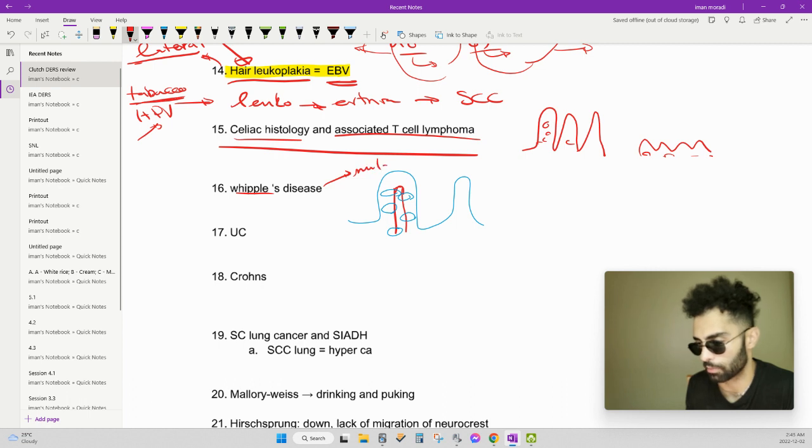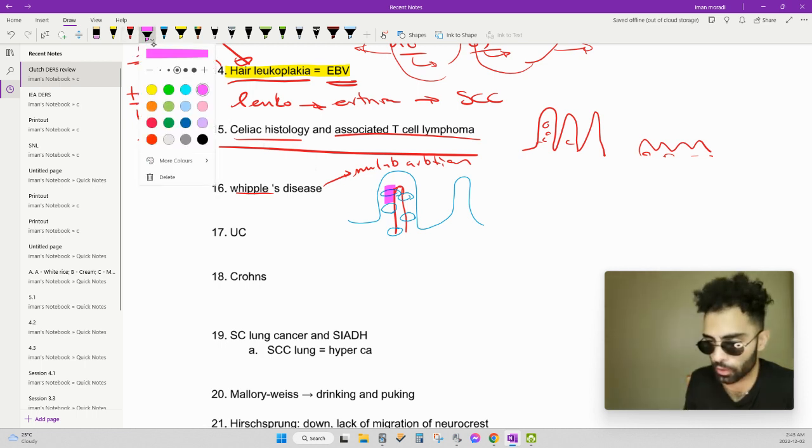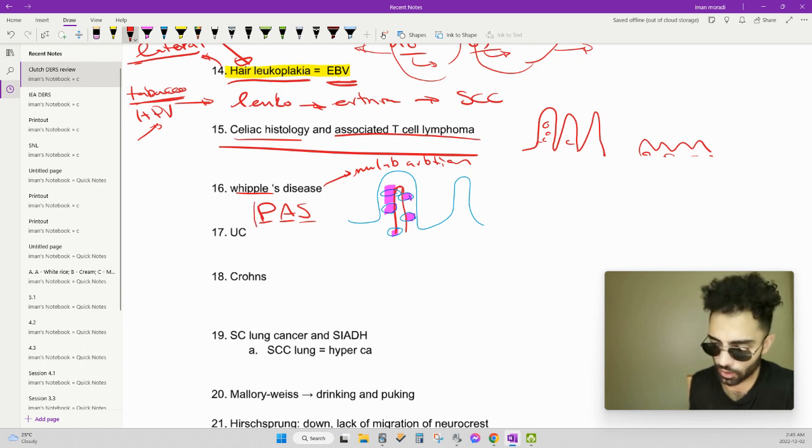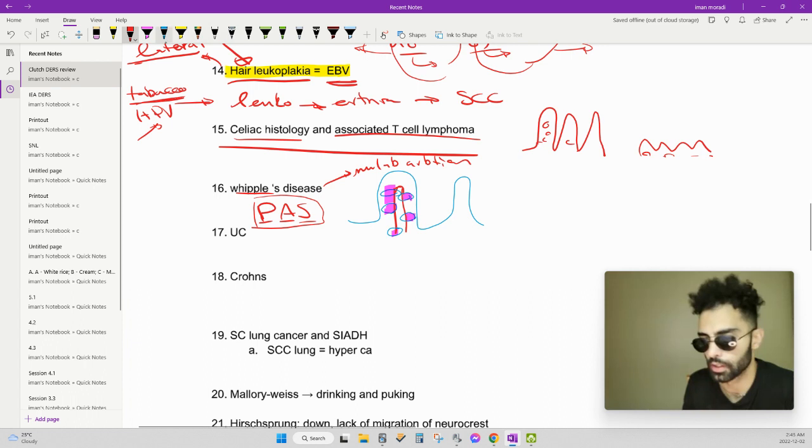So malabsorption, that's how it's related to the GI system. You get malabsorption from this. And when you do staining, these organisms are PAS positive, so it will give you a description of PAS positive organisms in the macrophages in the villi. PAS, periodic acid Schiff, labels basically mucus and glycogen.